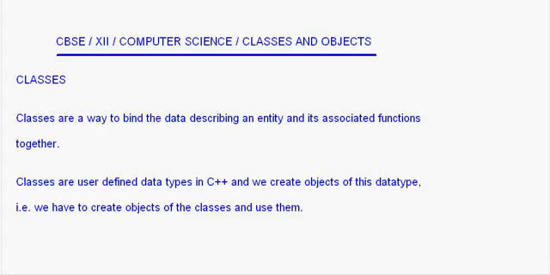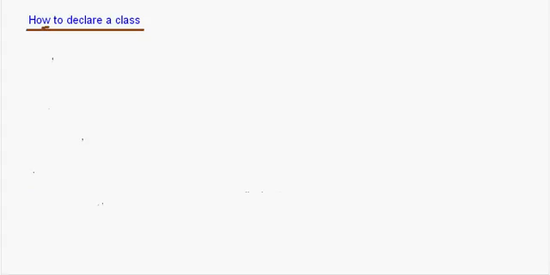Okay, so classes are basically user defined data types in C++. So we can give any name to a class, and in order to use this class we have to create objects of this class, then only the class can be used. So we cannot use the class directly, we have to make objects of the class to use that particular class. Now I'll show you how to write a class.